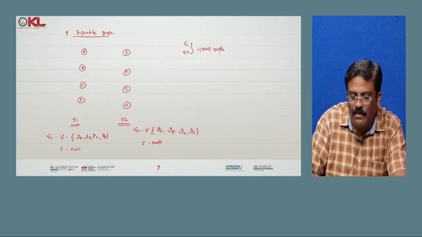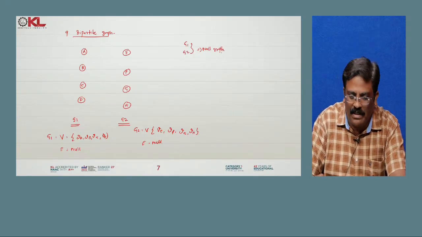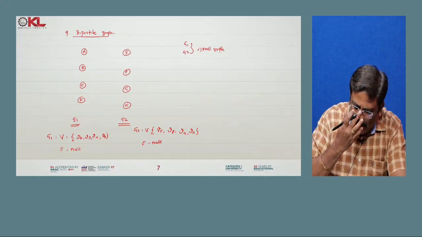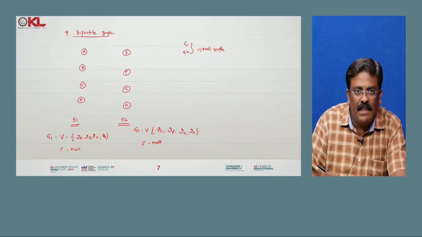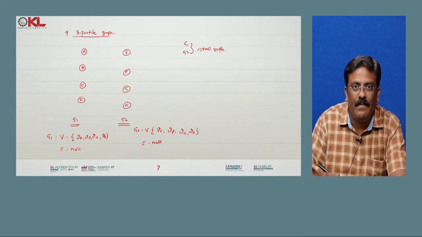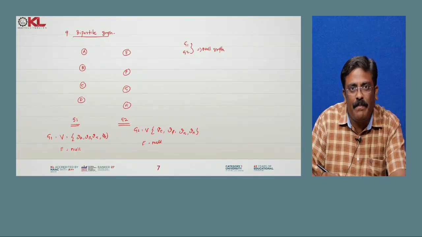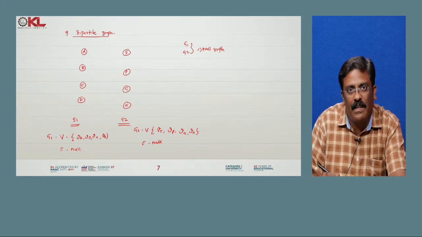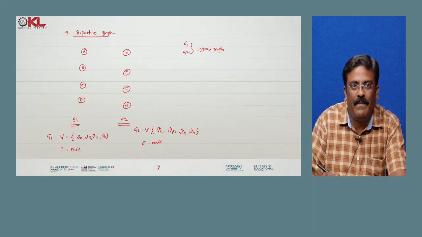A null graph consists only of vertices and there are no edges. But what a bipartite graph says is that if you consider two null graphs and there are edges existing from one null graph to the other null graph, then we can call that particular graph a bipartite graph. Do you understand?